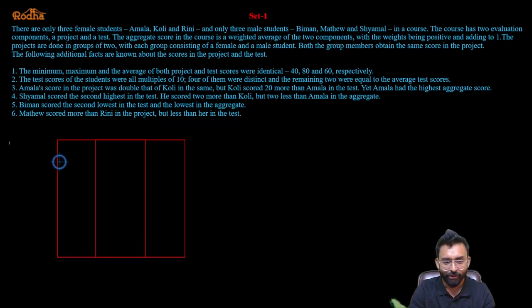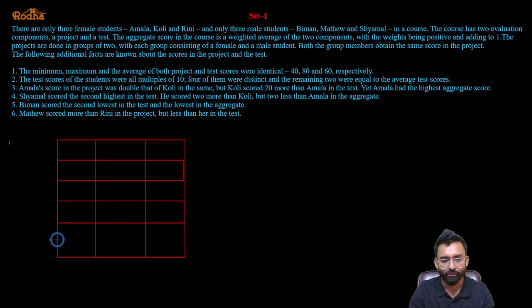The components are like this. There are people who are taking the test. There are people who are taking projects, and the projects are done in groups of 2. This is what we have. So my job is to fill this table as per the requirement of the question.